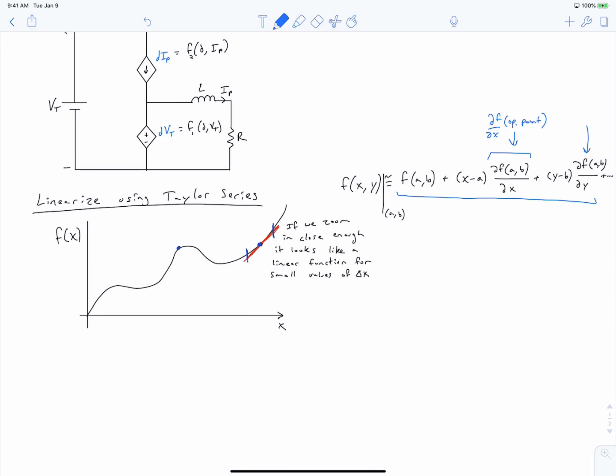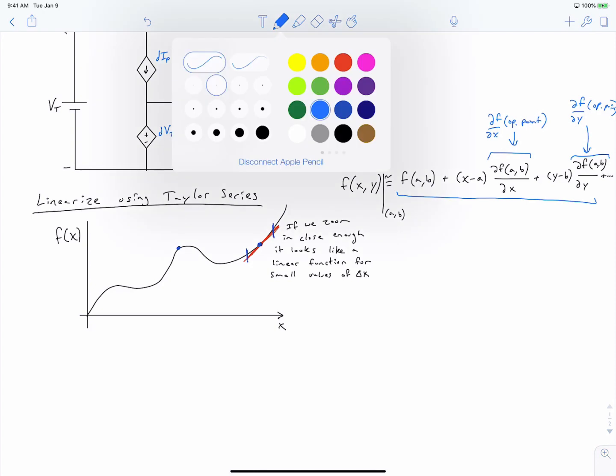And similarly, this is the partial derivative of our function with respect to the y variable, and again evaluated at the operating point. So in our system, x is equal to our duty ratio, and y is equal to either our pole current or our throw voltage, depending if you're talking about the voltage source or the current source. And so we can write this out for our system.